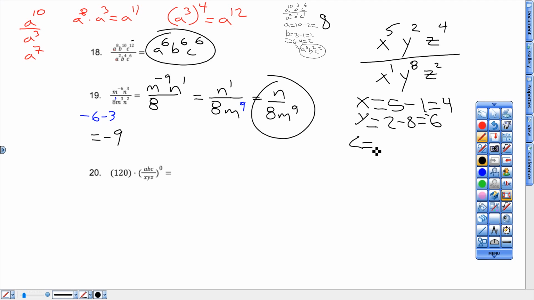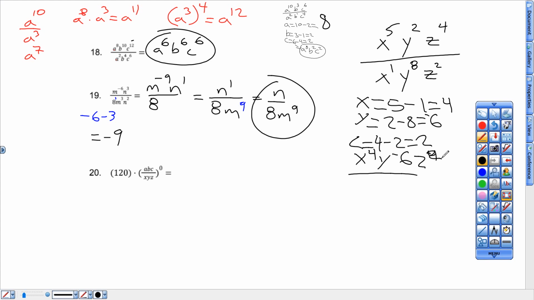Z to the... good. Now write the final answer. X to the 4th. So am I going to have to switch it again? Yep. But do this first. Y to the negative 6. Z to the... oh, I don't know what I'm doing. Keep going. Z to the 4th. No, that was 4 minus 2. I think it's 2nd. Right. Now, which one of those needs to be moved to simplify it?